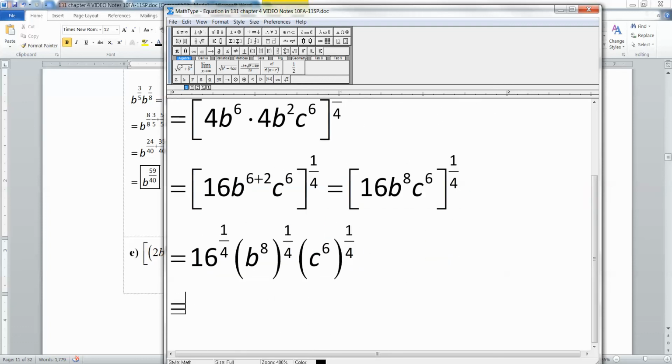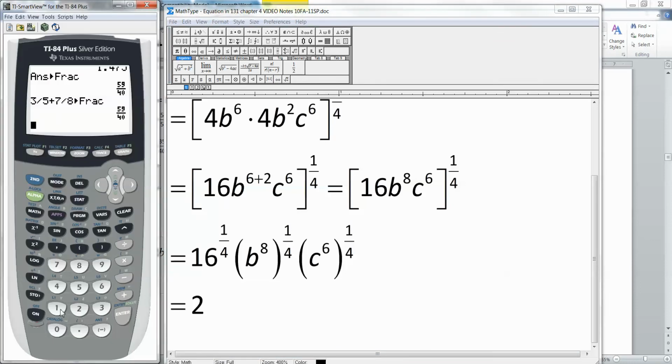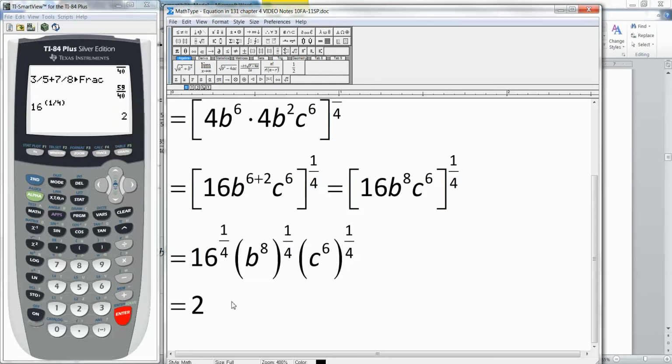All right, now this is equal to, well, 16 to the 1/4 is 2. Everybody should kind of know that because 2 to the 4th is 16, but in case you don't, you can use your calculator. 16 caret parentheses, if you're on the old type of calculator, 1/4. Okay.